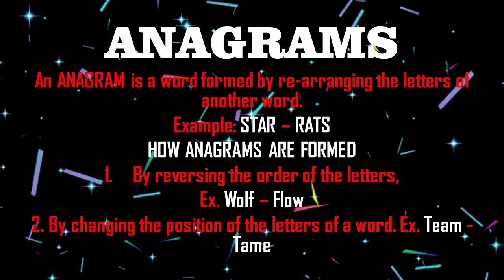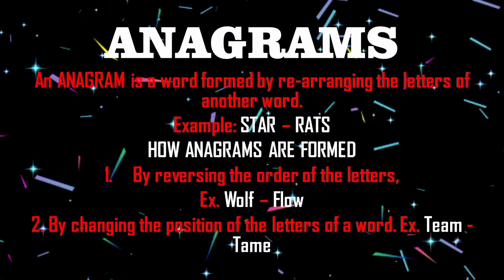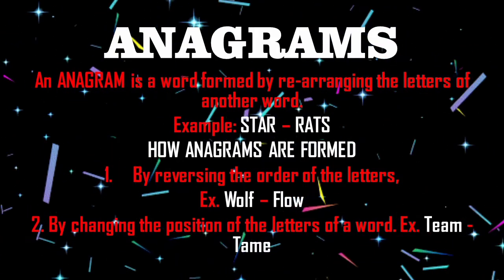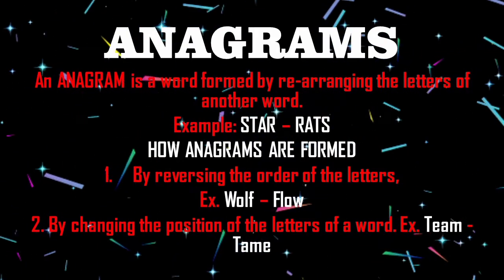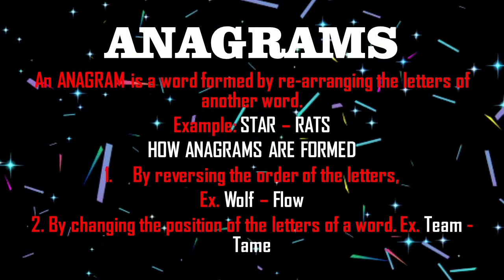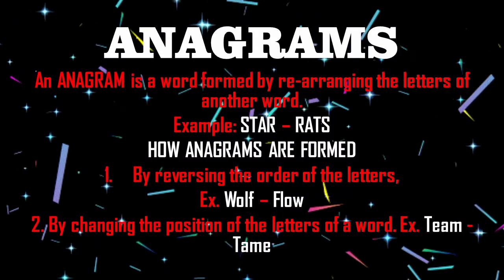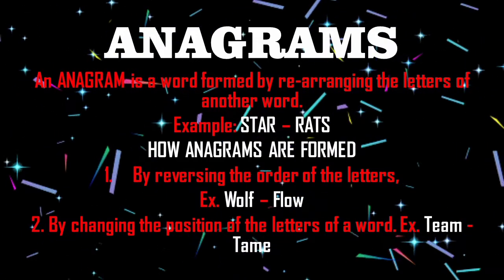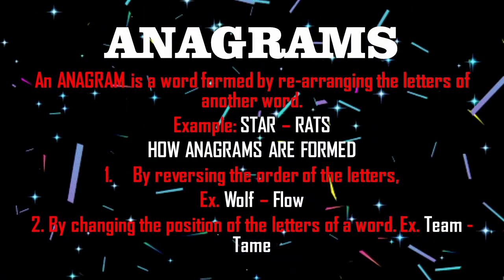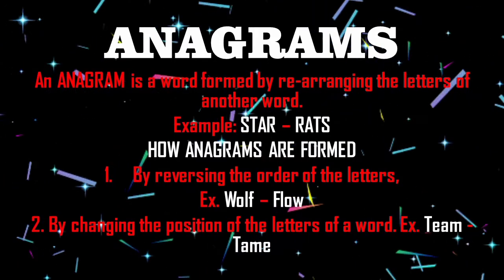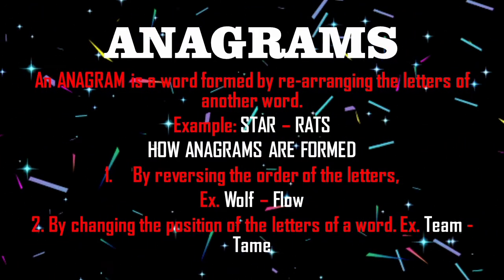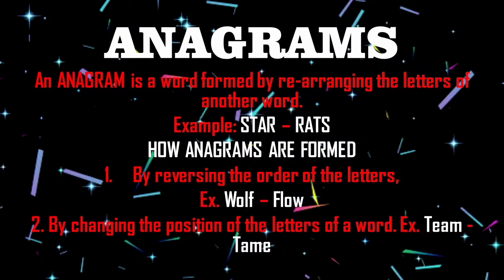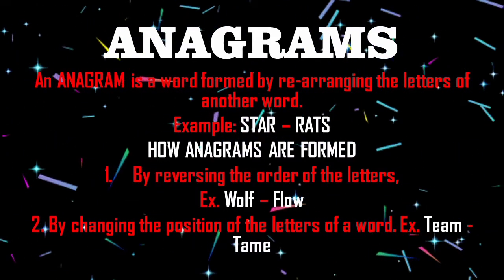First of all, we form anagrams by reversing the order of the letters. For example, if I have wolf, I can just write it backwards, okay? Or I rearrange the letters and I have flow. Then I can also change the position of the letters of a word. For example, in team, I can have meat. Revise your lesson on that.